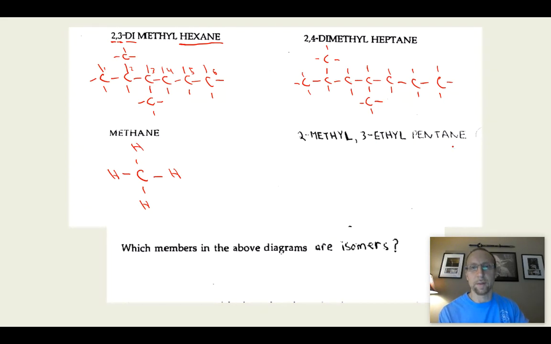2-methyl-3-ethylpentane. So now we have multiple branches, but they're different lengths. So we name those separately, and the number tells you exactly where to put them. So pentane, 1, 2, 3, 4, 5. And this is telling me on the 2nd carbon, there's a methyl group. On the 3rd carbon, there's an ethyl, 2 carbons. Put your H's.